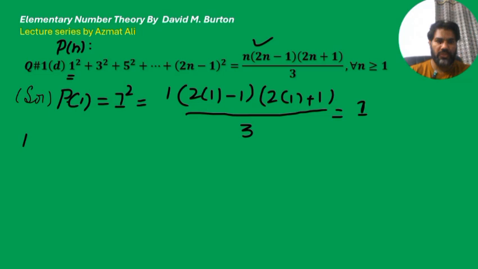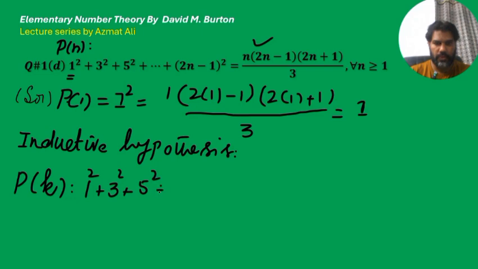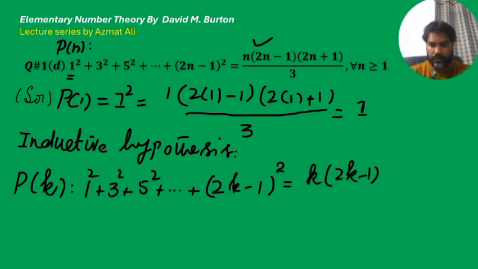Next we move towards the inductive hypothesis. That is the second step of mathematical induction. Suppose the statement is true for n equal to k. Here we have P(k): 1 square plus 3 square plus 5 square and so on up to (2k minus 1) whole square is equal to k into (2k minus 1) into (2k plus 1) over 3. Suppose this is my equation number 1.